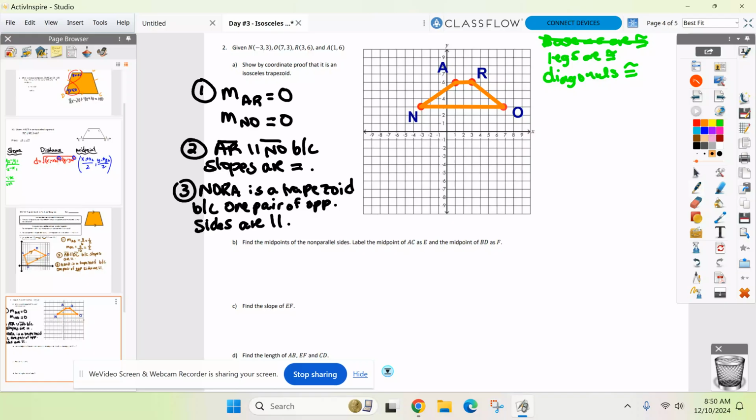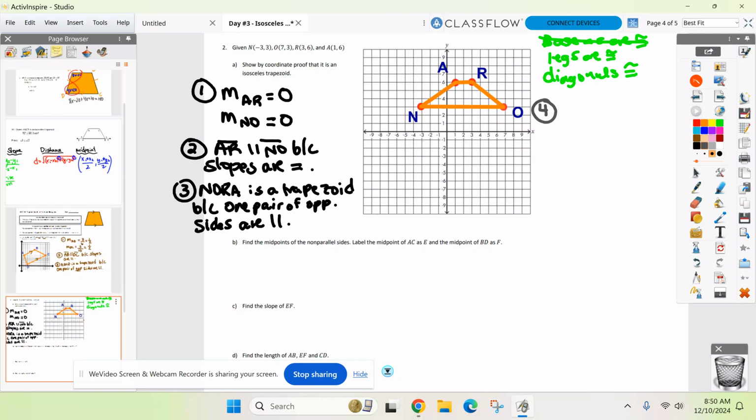So we just got to make a class decision now. What do you want to do? Because both are doable. You want to do legs congruent or diagonals congruent? Anybody? Legs, you got it. Let's do the legs are congruent. So here we go. Step 4 now. We got to extend our proof. We're going to show the legs are congruent.